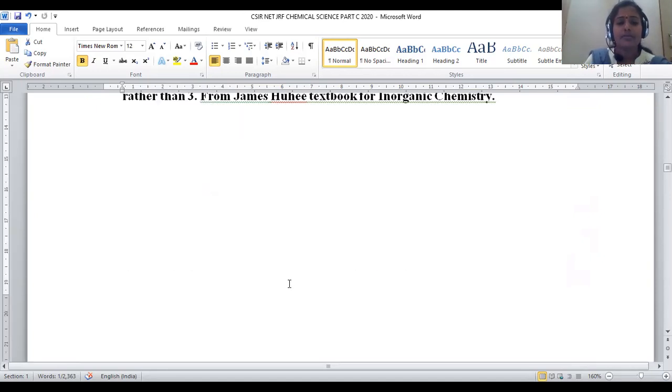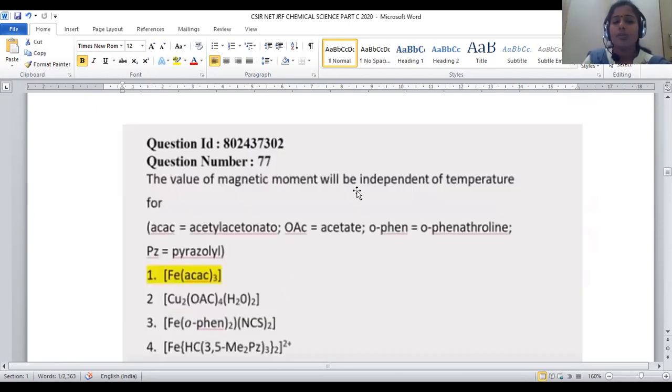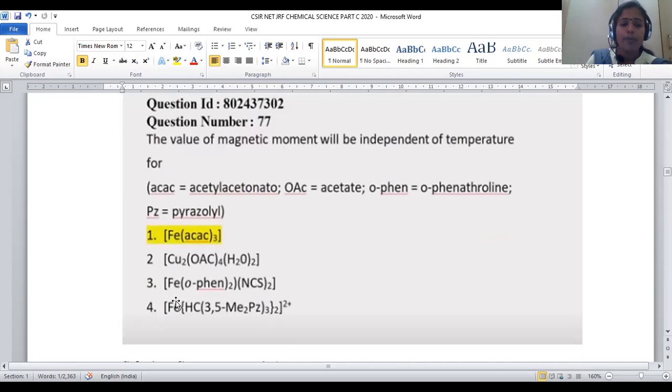Question number 77. The value of magnetic moment will be independent of temperature for acac, acetylacetonato, OAc, acetate, orthophenanthroline, and pyrazolyl. So these many ligands are given. We have to predict the independent magnetic moment. Which compound is having temperature independent magnetic moment should be predicted. Here we have iron, copper, iron complexes. These many complexes are given to us.